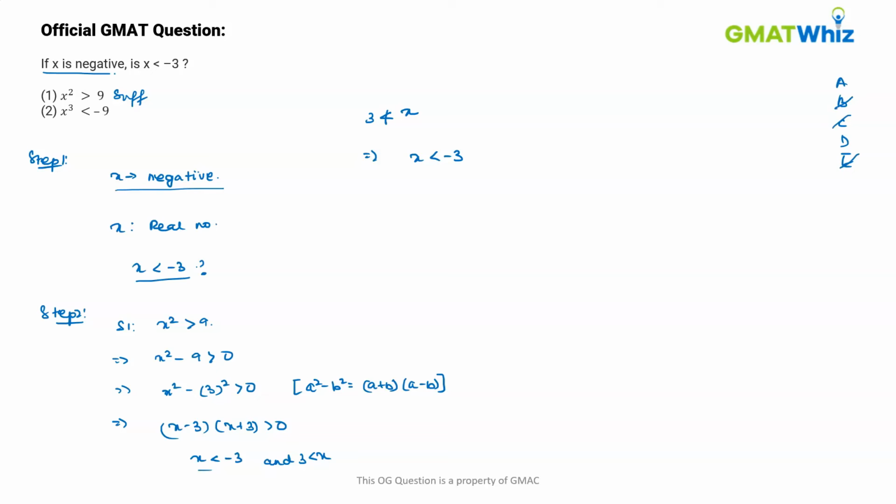Now let's check statement 2. Statement 2 tells us that the cube of x is less than minus 9. Now the best way to check this is to take two values of x. Let's take them under case 1 and case 2. Under case 1, let's take x equal to minus 3. Then the cube of x is minus 27, which is less than minus 9. But x is not less than minus 3. And hence, from this case, we can answer the question with a definite no.